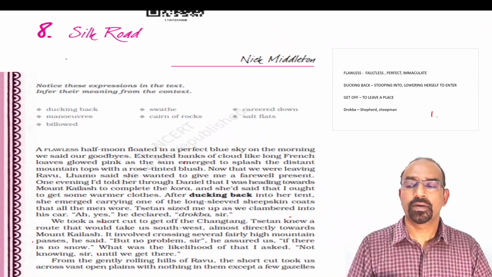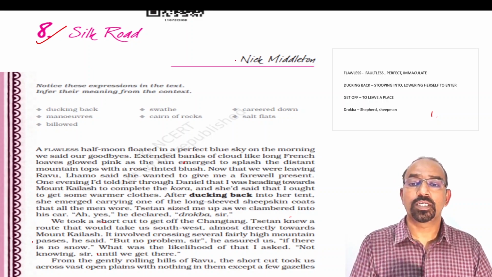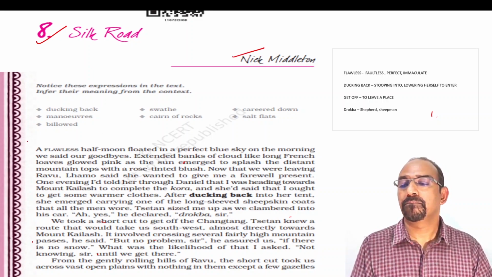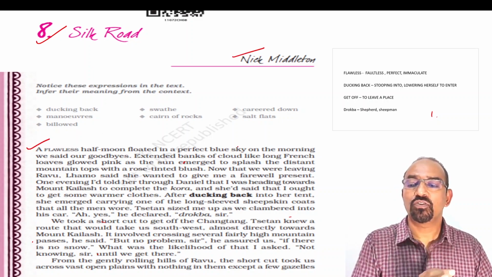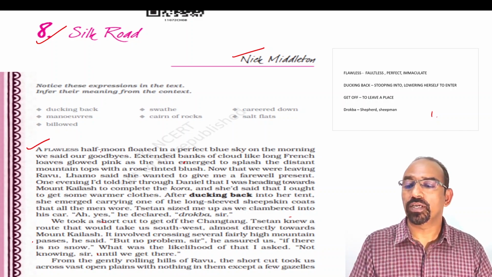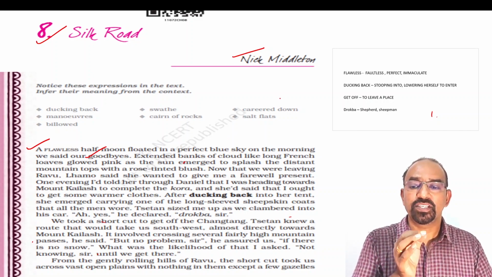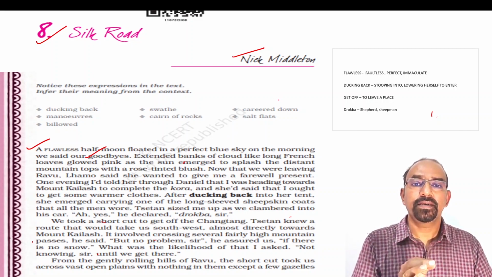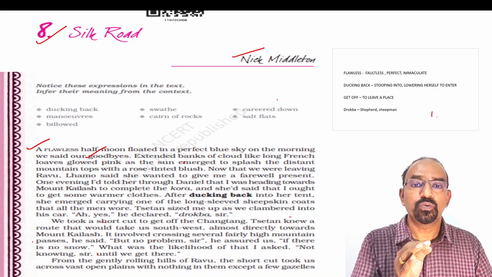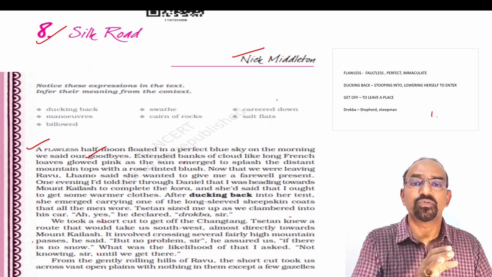Now let us move on to the textbook and learn and enjoy it from the real original words of Middleton. Let us move. Chapter 8, Silk Road, written by Nick Middleton. "A flawless half moon floated in a perfect blue sky on the morning we said our goodbyes." Here Middleton and his friend Daniel said goodbye to Ravu, where they stayed for a few days.